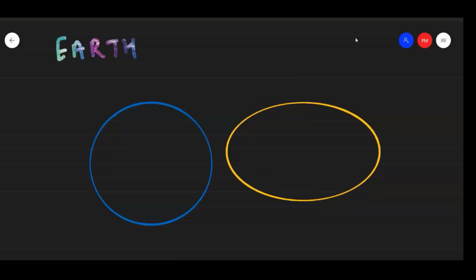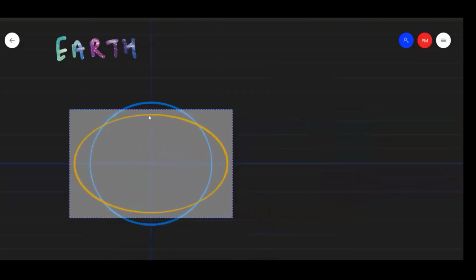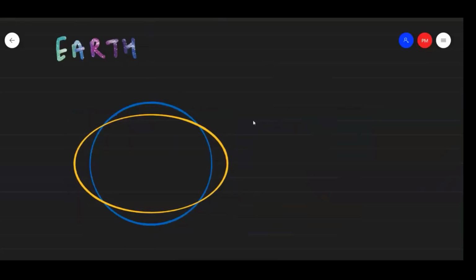Coming to shape of Earth, it is not actually circular as we see here, but the shape of Earth is slightly compressed at the poles as seen in the diagram. If you can see the blue circle, it is a perfect circle, but this yellow ellipse sort of thing, so Earth is slightly like this. It is compressed from the poles and slightly elongated at the equator.